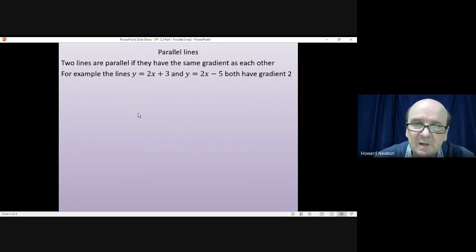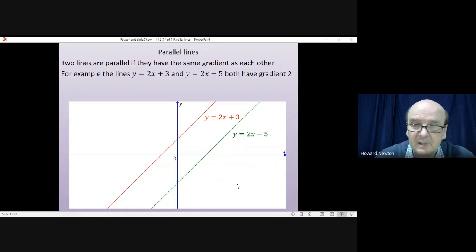So for example, if you had the lines y equals 2x plus 3 and y equals 2x minus 5, we know that they must be parallel to each other because both of them have got gradient 2. And if you were to sketch the two lines, they'd look something like this. And you can see they both go in the same direction. They've both got the same gradient.